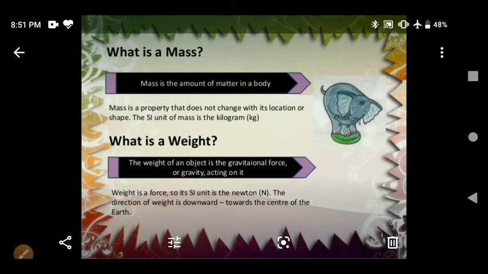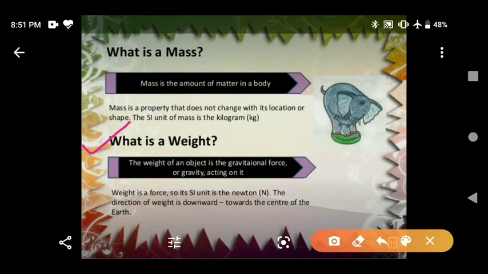So the next is weight. The weight of an object is the gravitational force or gravity acting on a body. The gravitational pull acting on a body is known as weight. Weight is a force, so its SI unit is Newton. The direction of the weight is downward towards the center of earth. The SI unit of the weight is Newton.